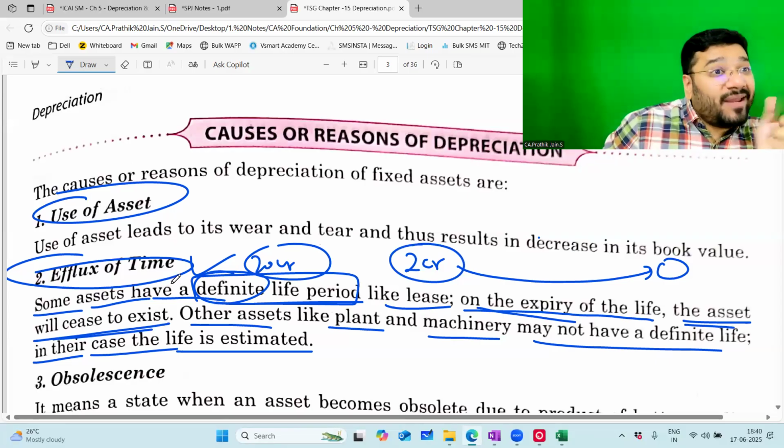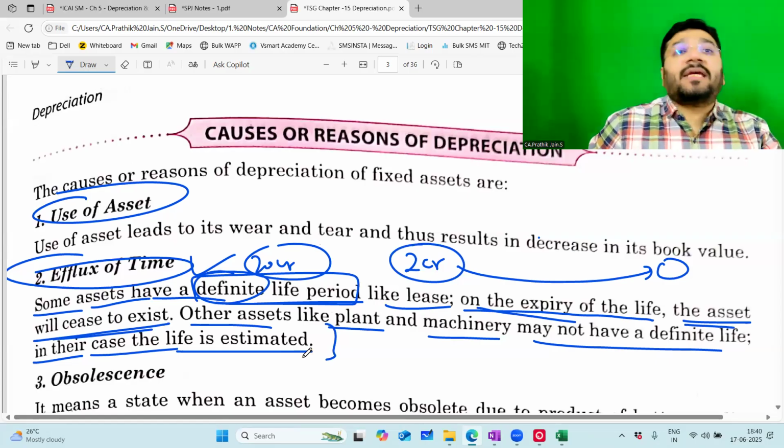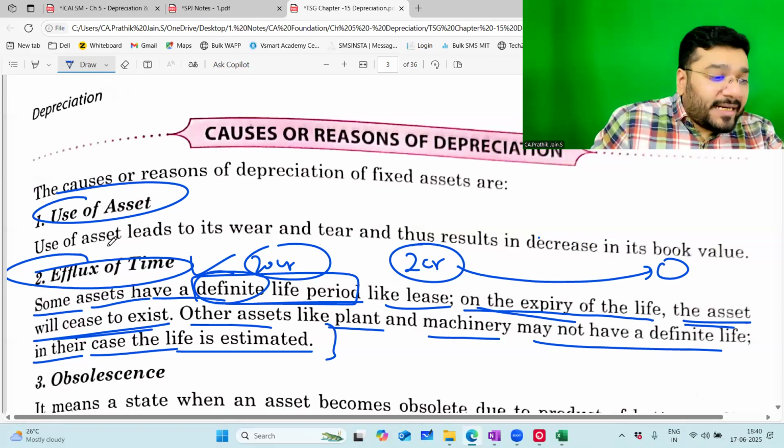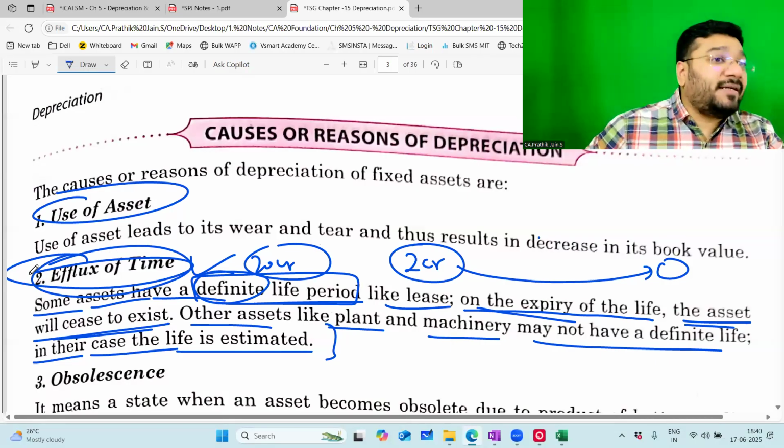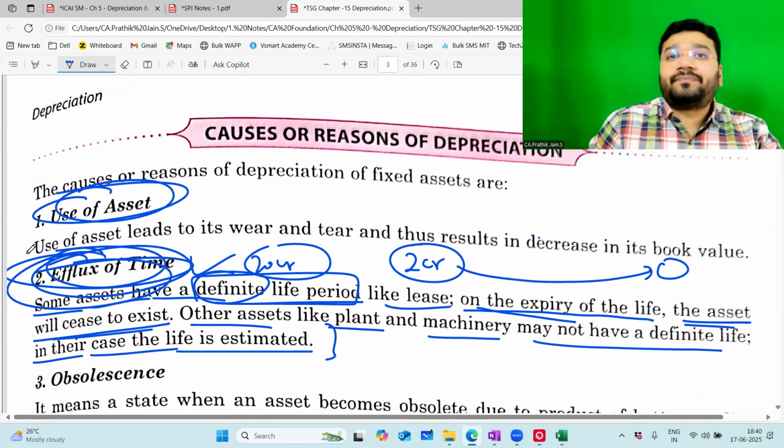It is estimated. That's what the second point is trying to say. So we are trying to understand here that there is a reduction in the value of the asset. Depreciation is what? Reduction in the value of the asset. Why? Because of efflux of time. Usage of asset and efflux of time.